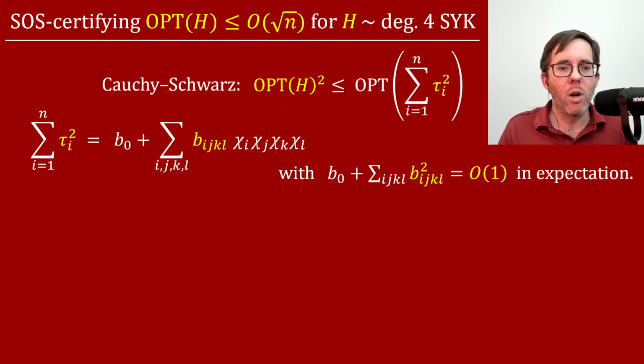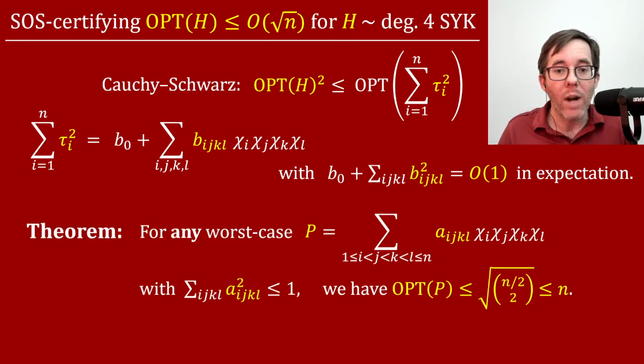Okay, so we've cleaned this up a bit. And now you see, if we want to show that the optimum of h is at most order root n, so we want to show that the optimum of h squared is at most order n, it suffices to show that this sum of squares of tau i's has optimum at most order n. And in fact, what we do is show the following theorem. For any worst case degree 4 polynomial at all, p, whose coefficients have L2 norm order 1, sum of squares of coefficients order 1, its optimum is at most order n.